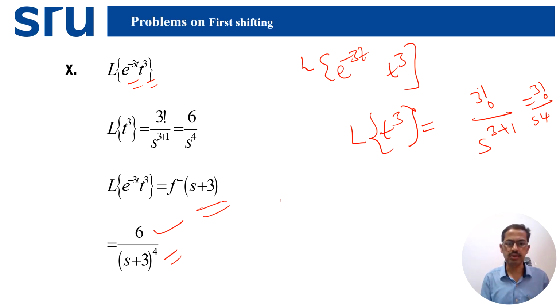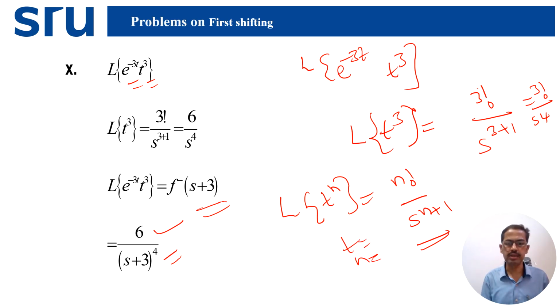You know the Laplace transform of t power n. From that you put n is equal to 3. The general formula for t power n is n factorial by s power n plus 1. Just put n equal to 1, 2, 3 like that, and you get t power 1, t power 2.